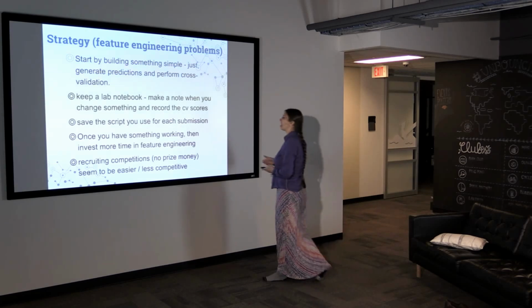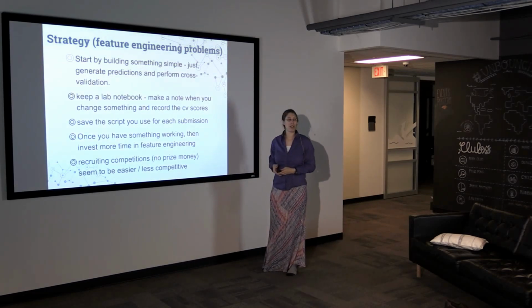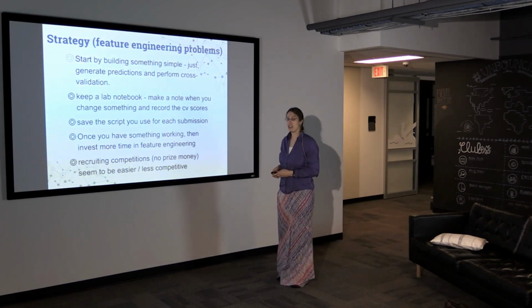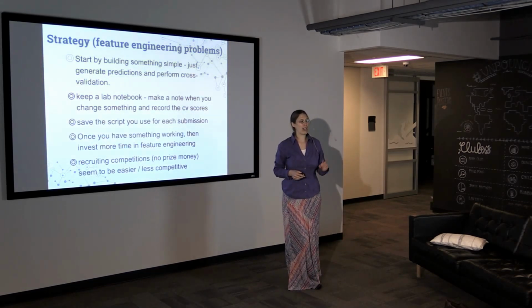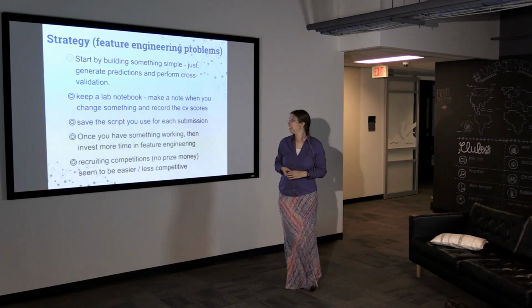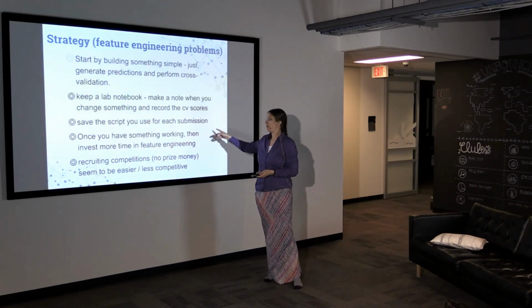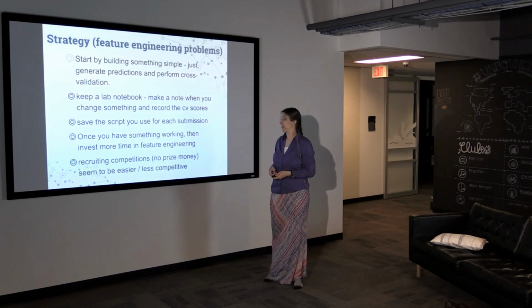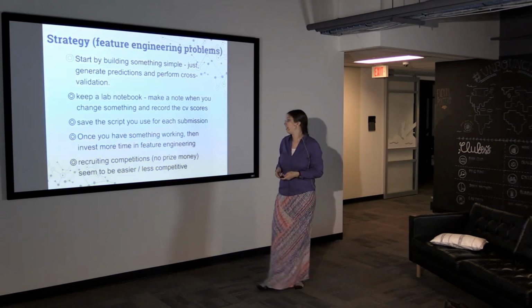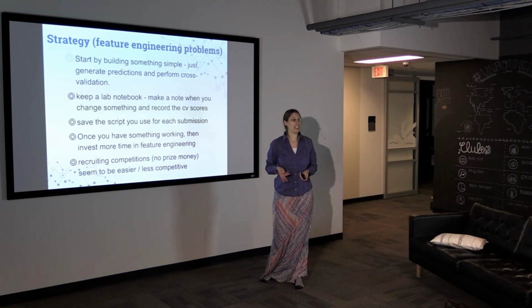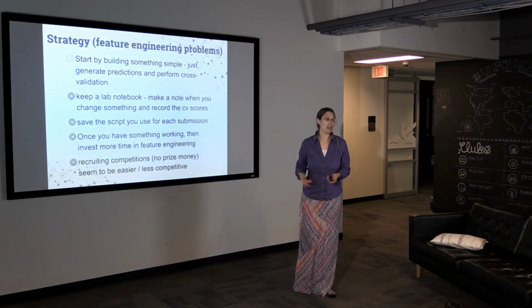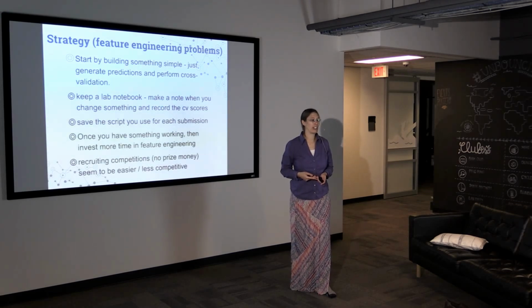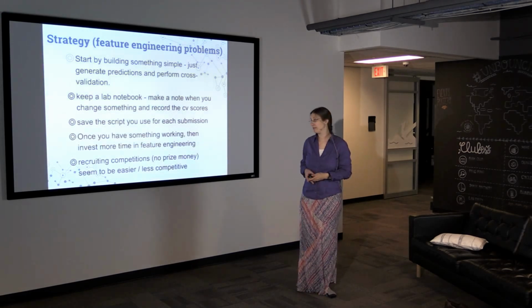Okay, so I already kind of alluded to this, but keep track of your cross-validation scores. So usually what I'm doing, once I have a basic script going, I actually have a little lab notebook where I keep track of what I've changed in the code, and then the cross-validation scores that I've generated. And then just to avoid doing anything really stupid, I save the script that I used for each submission. Once you have something working, then that's the time to start investing more energy in feature engineering, and maybe also fiddling with the algorithm that you're using, the parameters of the algorithm.